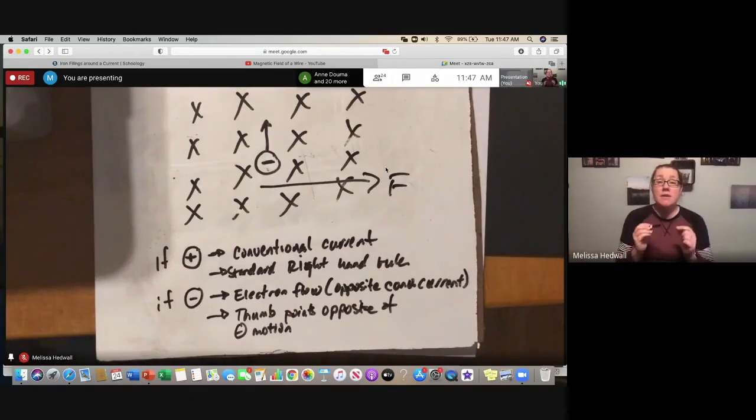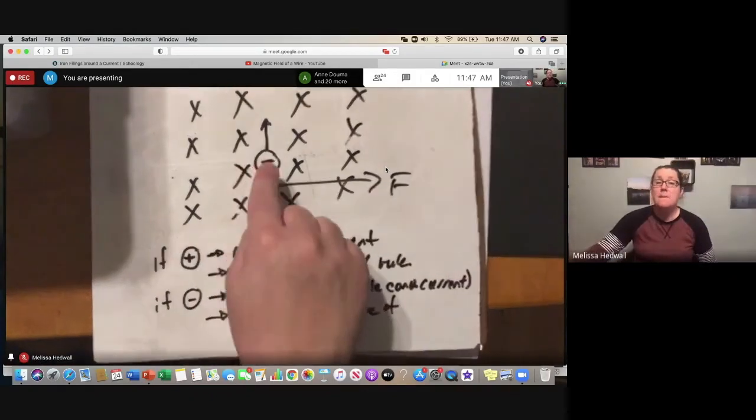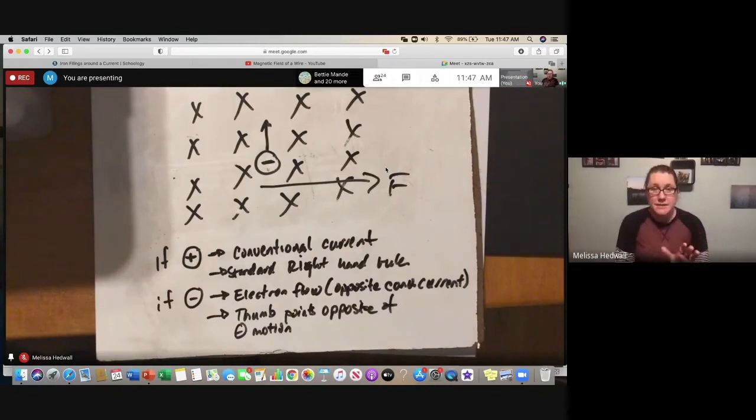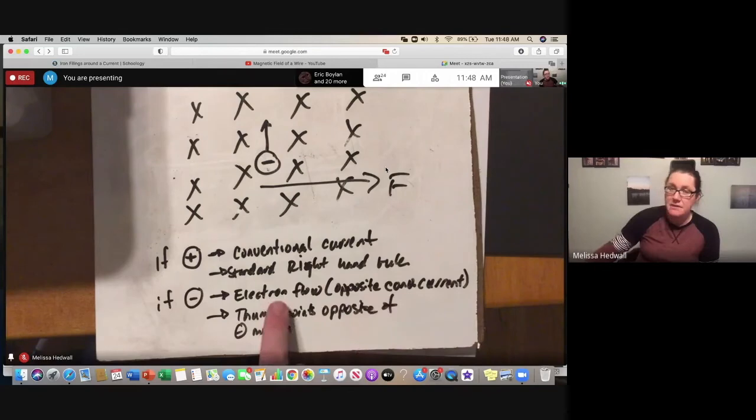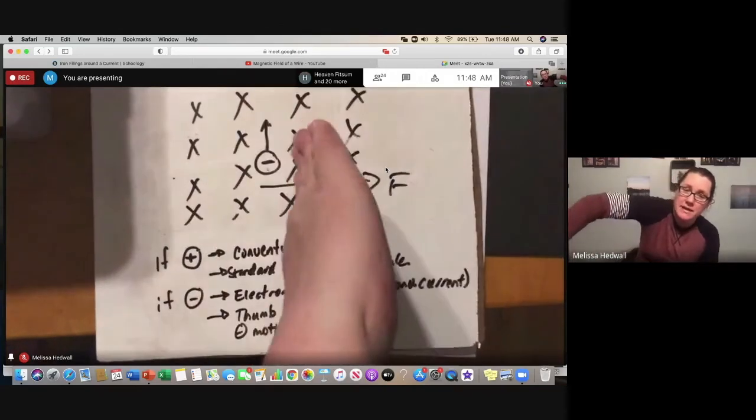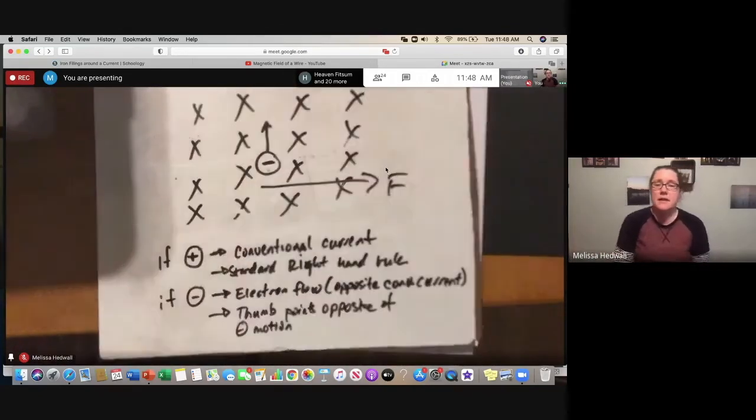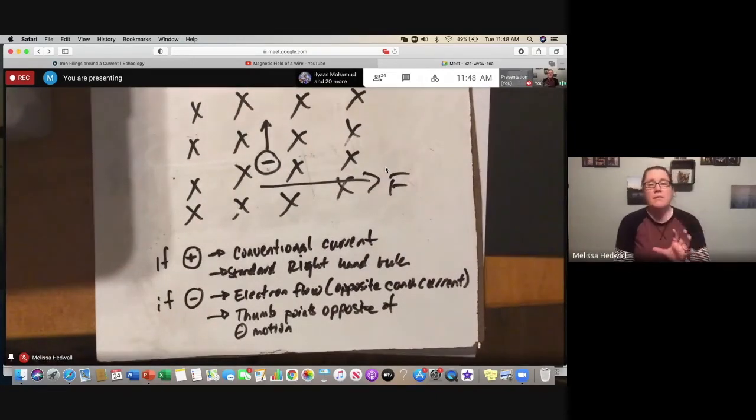The only time that you have to switch that is when you have a negative particle. If it's a current or a positive charge, the right-hand rule stays as is. If it is an electron or some other particle with a negative charge, then your conventional current would be opposite of the electron flow. So you would flip that down, and then you would have the opposite force. However you want to remember that, that's what we're looking at on this.